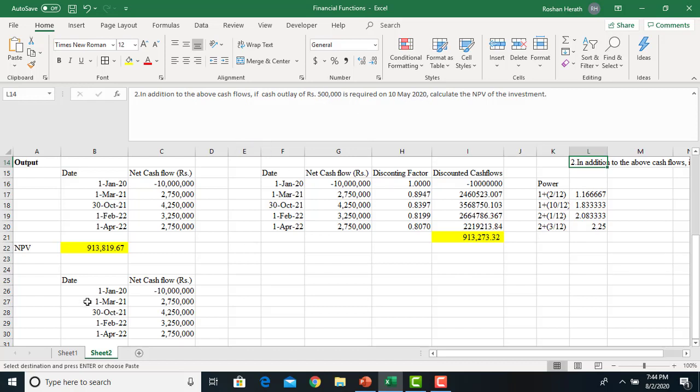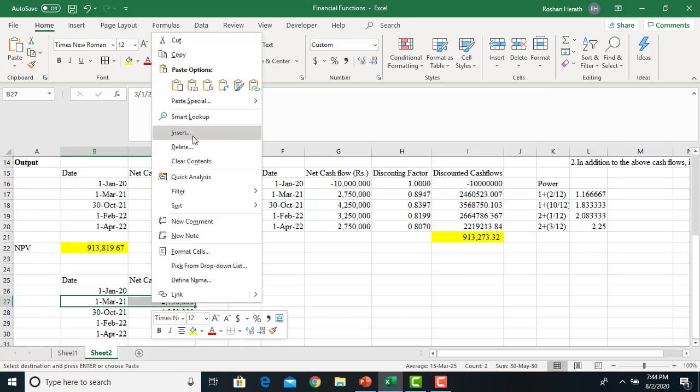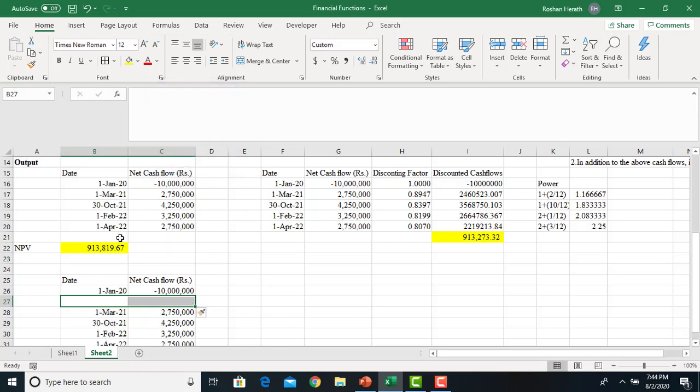You may have to shift cells down and you may accommodate the new one. It's about 10th of May, May 10th 2020. Yes, May 10th 2020.